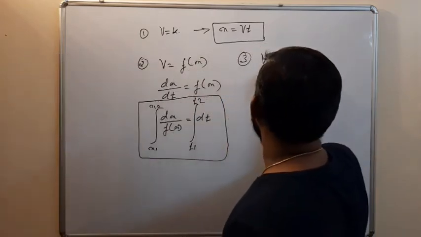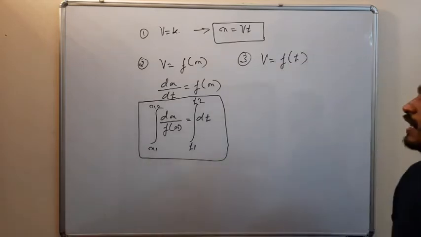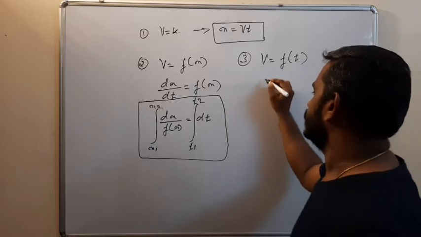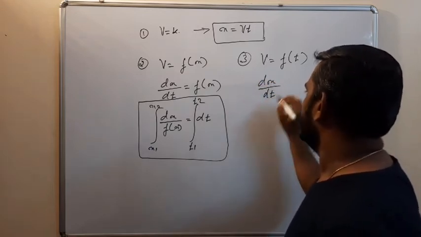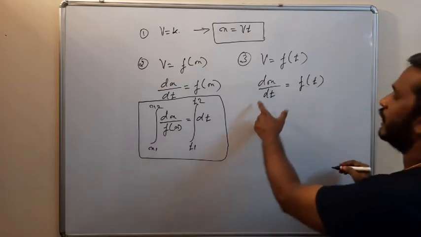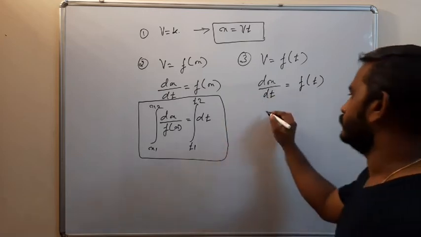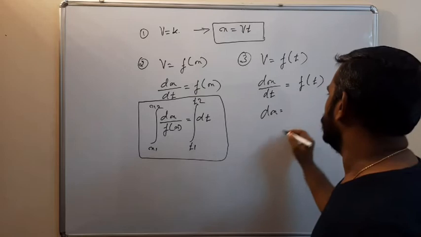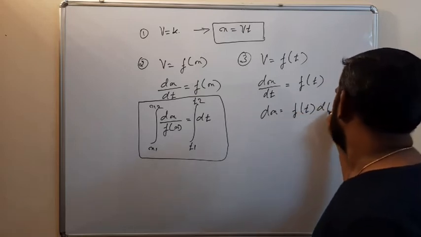Then third case. So V is equal to f of t. The first step, write V is equal to dx by dt. So that's equal to f of t. So separate all the t variables in one side and x variables in the other side. So dx equal to f of t dt.